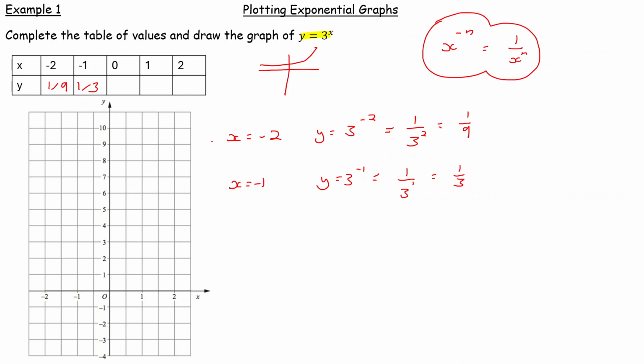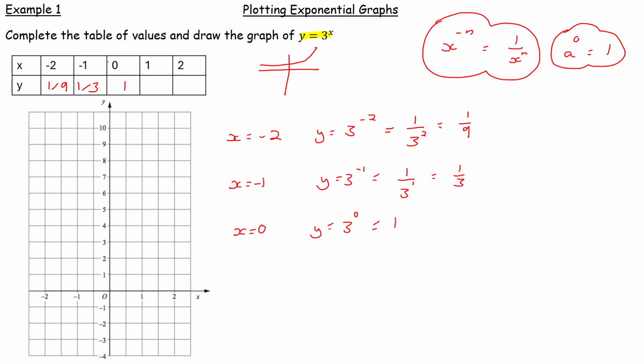When x is equal to 0, this time, we get y being equal to 3 to the power of 0, and we need to know also another rule of indices: if we have some number, so I've just called it a, to the power of 0, it is always equal to 1. So any number to the power of 0 is always equal to 1. So 3 to the power of 0 is just 1.